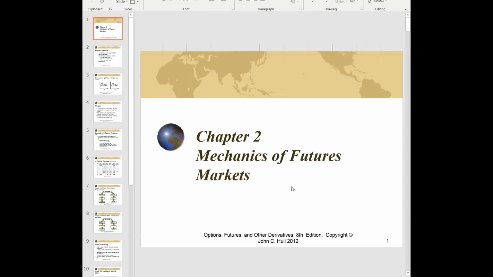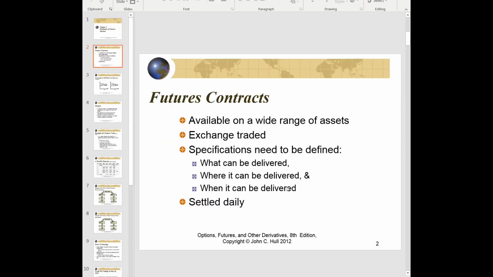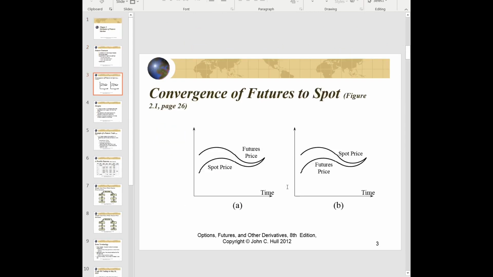All right, so in here, let me point you to the following. Here you see typical behavior of the spot price and the futures price. At the maturity of the futures contract, the two prices have to be the same. We call this the convergence of the two prices, of the futures and the spot price.